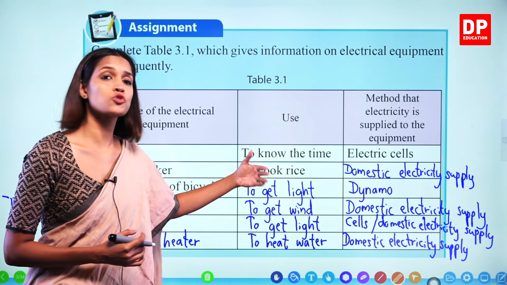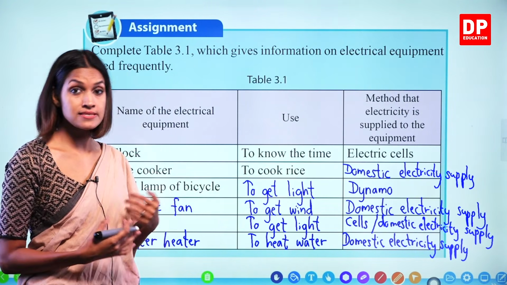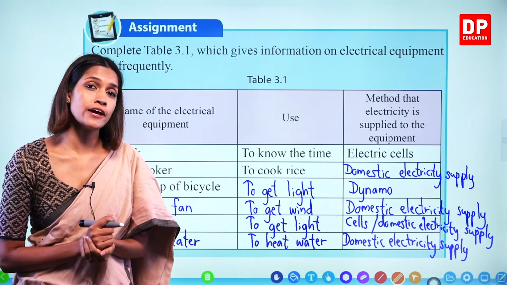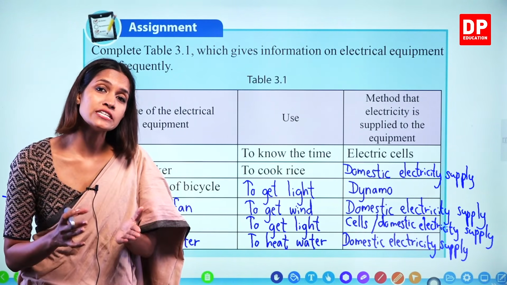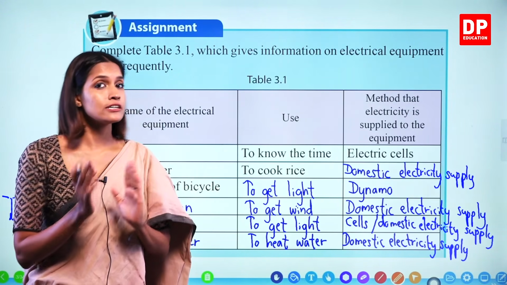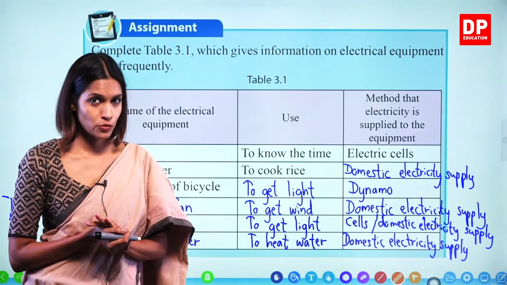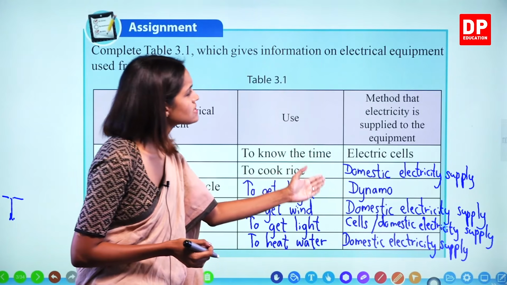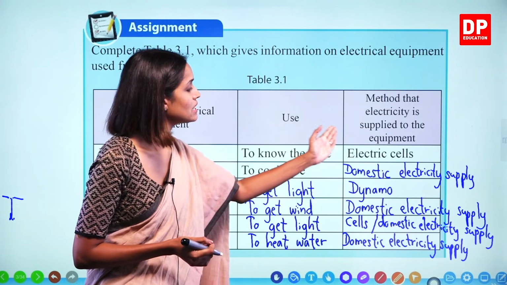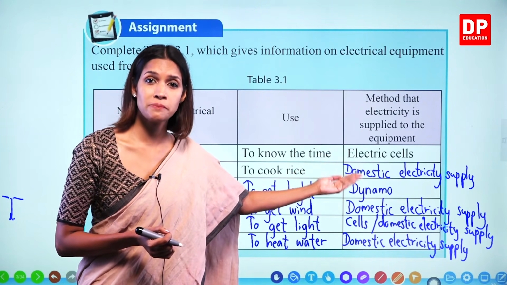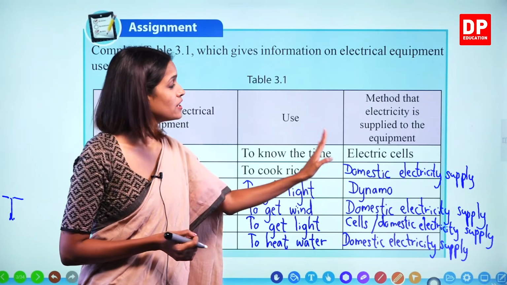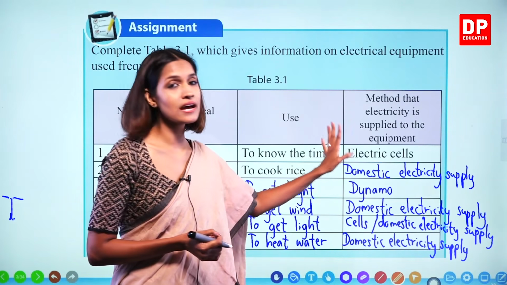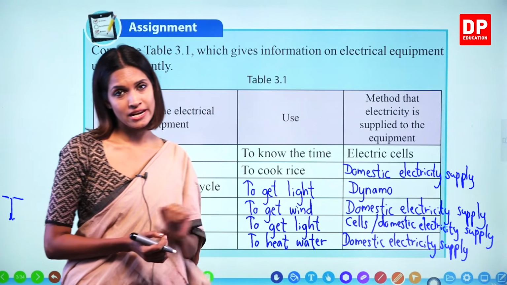Apart from this, solar cells also can be present in some other equipment, like you all have seen some calculators. They work with solar energy. Okay, so that is also one example. So you will see there are many ways that electricity is generated or supplied. This happens because there are many sources of electricity.